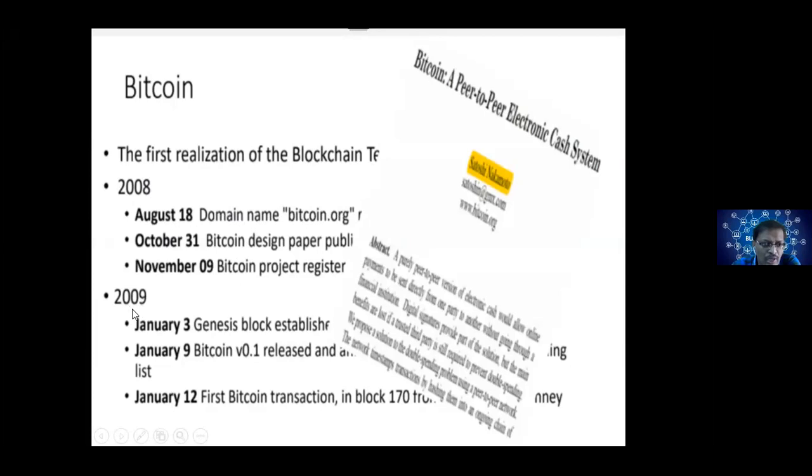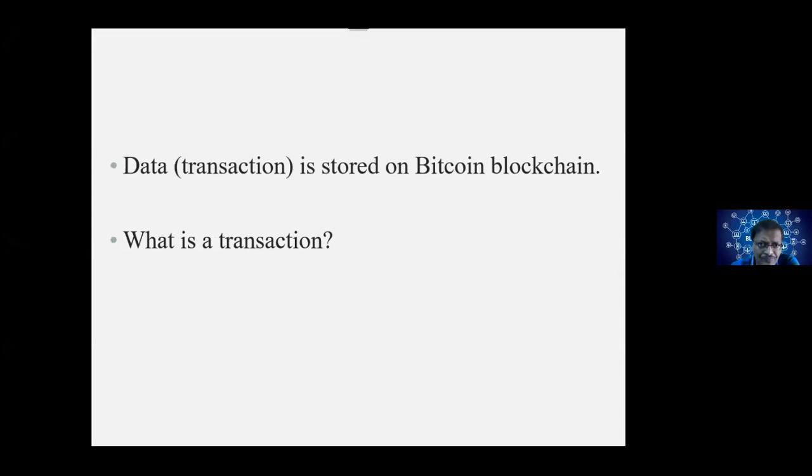And in 2009, he implemented that published paper by establishing the Genesis block. The first block in a blockchain we call the Genesis block. So he started the Genesis block in 2009, and the version of Bitcoin is this one.